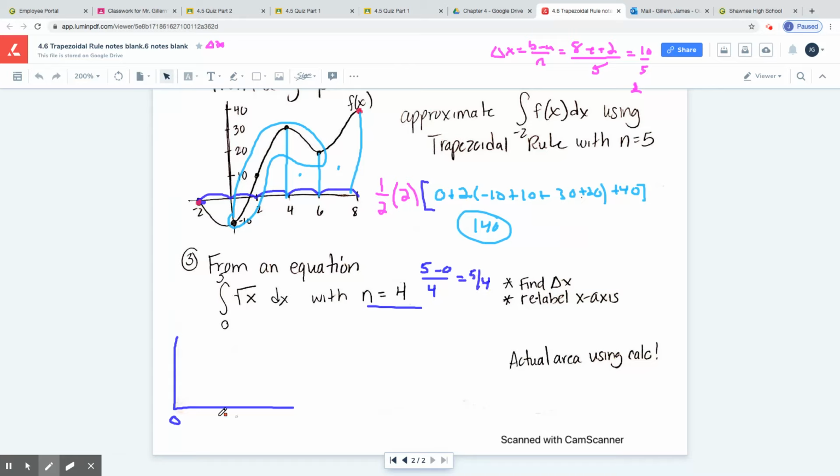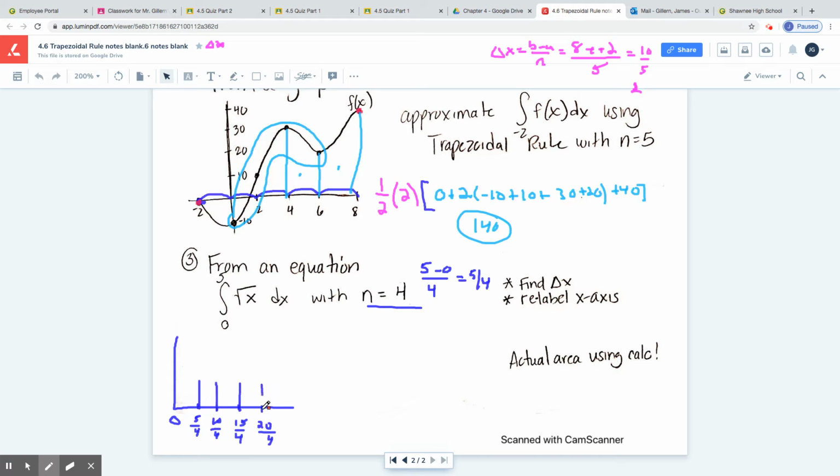So my delta x is 5/4. So I'm starting at 0. The next one is at 5 over 4. 5/4 plus 5/4 is 10/4. Don't worry about reducing it. 10/4 plus 5/4 is 15 over 4. And 15 over 4 plus 5/4 is 20 over 4. And guess what 20 over 4 is? That is 5. So there are our trapezoids.